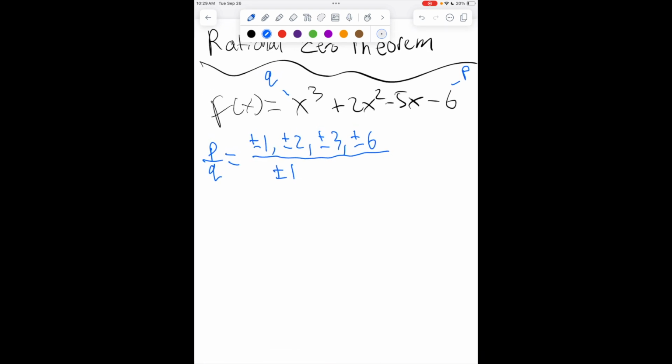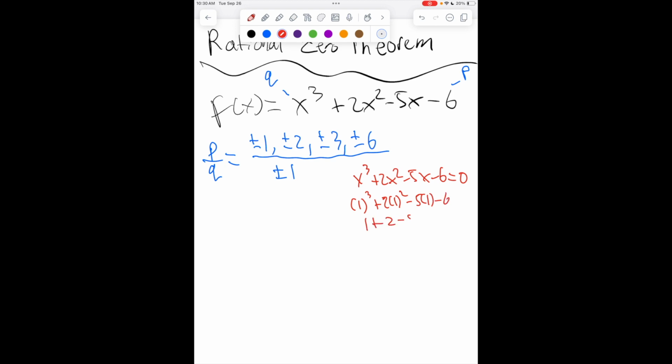So I'm going to go ahead and write this equation out, set it equal to 0: x to the third plus 2x squared minus 5x minus 6 equals 0. And I always like to start with positive 1. Again, 1 is very easy to sub in. And if we get it right away, awesome.